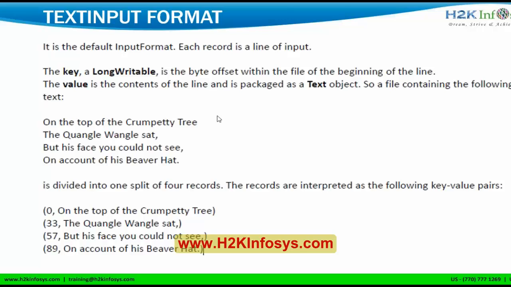So it will start with 0, and that's the reason I have it as 0 comma on the top of the Krumpty tree, and then after that the next position 33 comma something values, and so on and so forth. So this is the default we have seen till now.